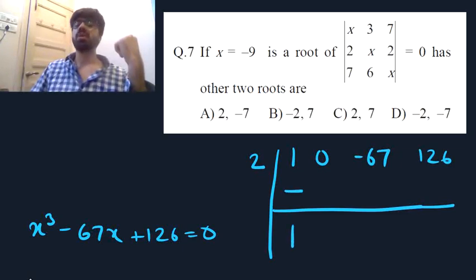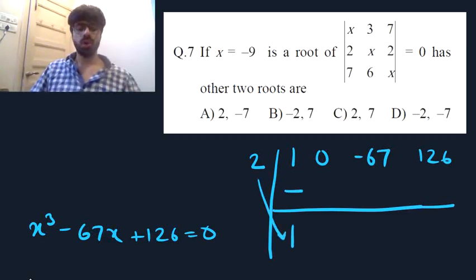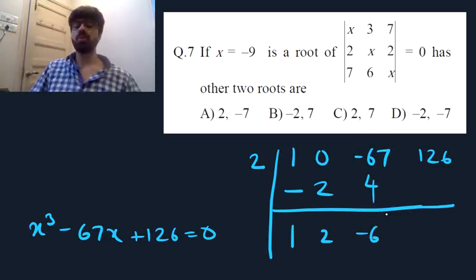Take that 1 down the way it is. 2 into 1 will give you a 2. 0 plus 2 will be 2. 2 into 2 will give you a 4. Minus 67 plus 4 will be minus 63. 2 into minus 63 will give you minus 126. Add them up, you get a 0.